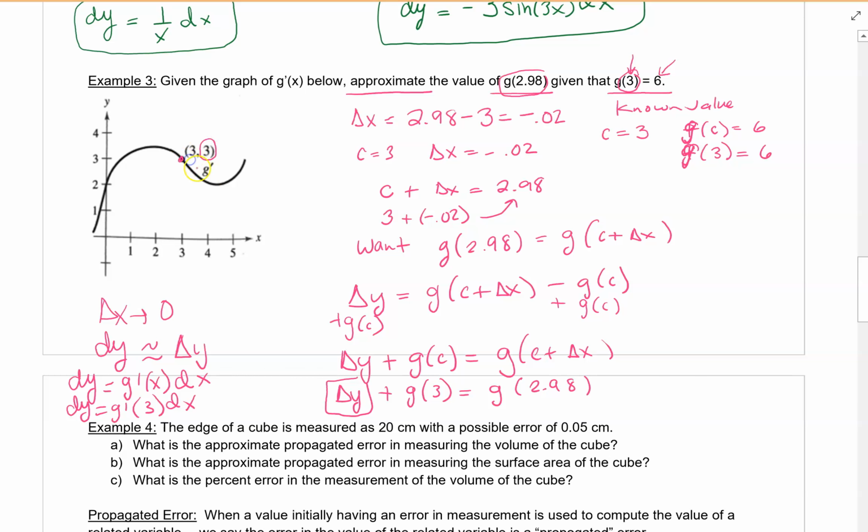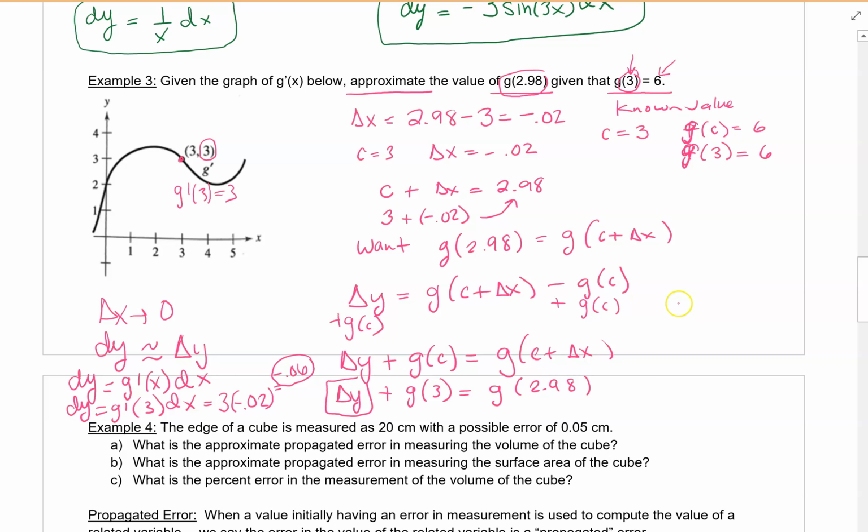because the point on the graph of the derivative was (3, 3). This means that g prime of 3 is 3. So this is 3 times negative 0.02, and then that is equal to negative 0.06. So this is saying that my y value is going down 0.06 from what it originally was.